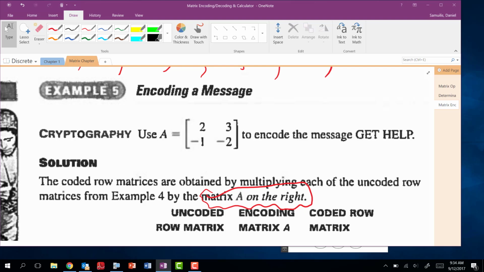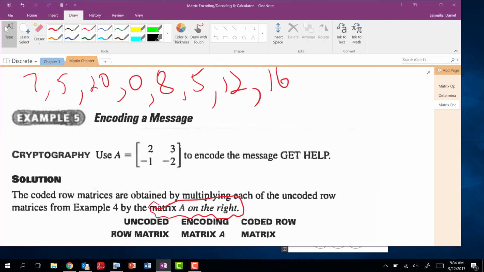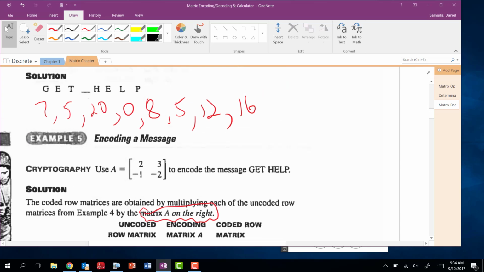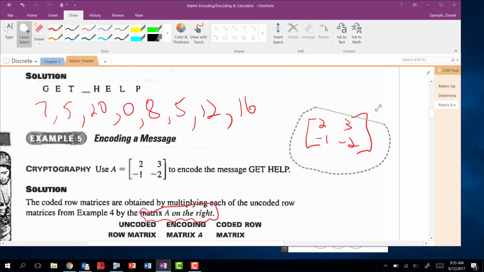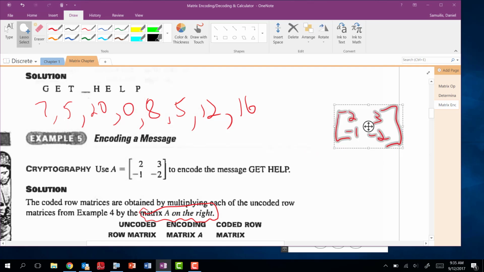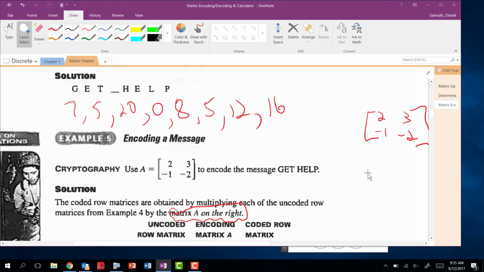This is critical. Okay, so let's talk about that. And by talking, I say I'm going to talk and you're going to listen. All right, so here's the encoding matrix. 2, -1, 3, -2. And it's got to be on the right of my message matrix, which I kind of put in a weird spot. So let me be a cowboy. Yeehaw. Cowboy, baby.